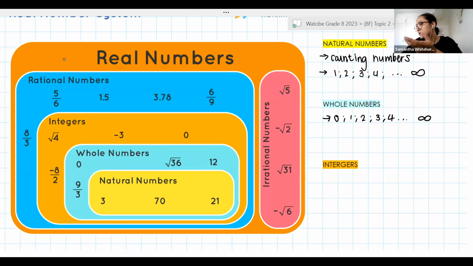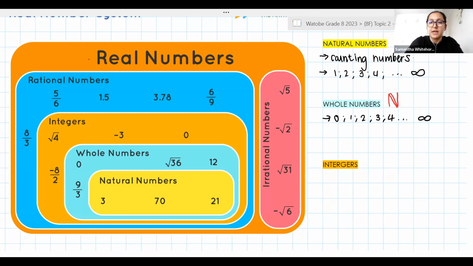Now, yes, mathematicians like to be complicated, but it's also because 0 is quite a special number. We know that if we multiply something by 0, we end up with 0. If we divide something by 0, we end up with, if we look at our calculator, a math error or no solution. So 0 is a little bit of a special one, and so we've got a whole new group to include 0. So whole numbers are your counting numbers plus 0.